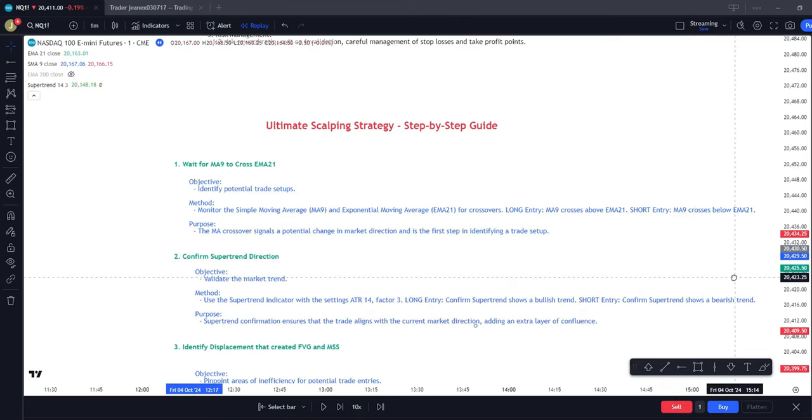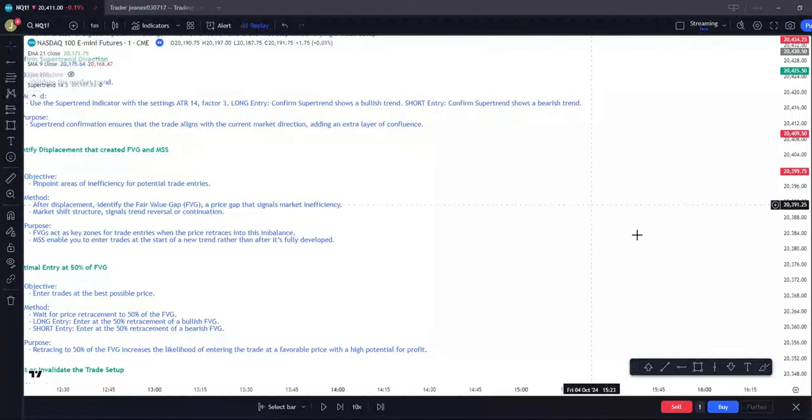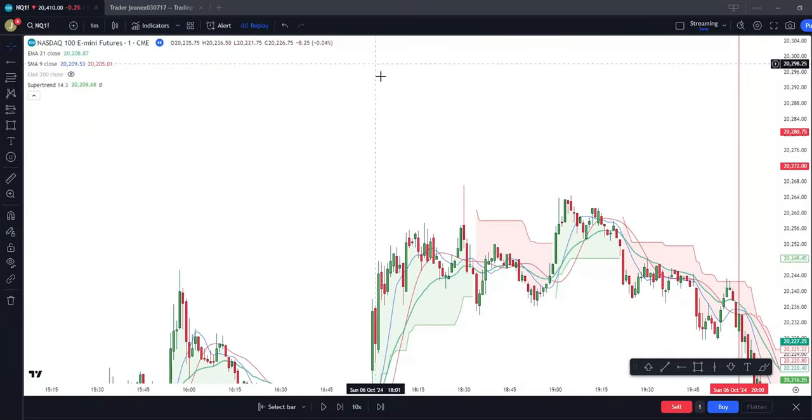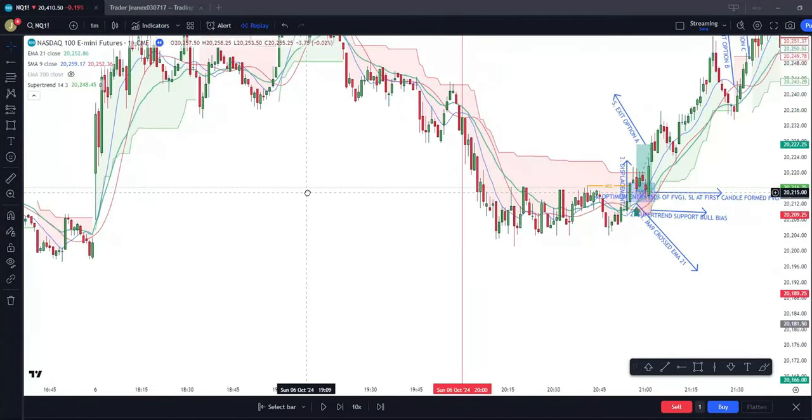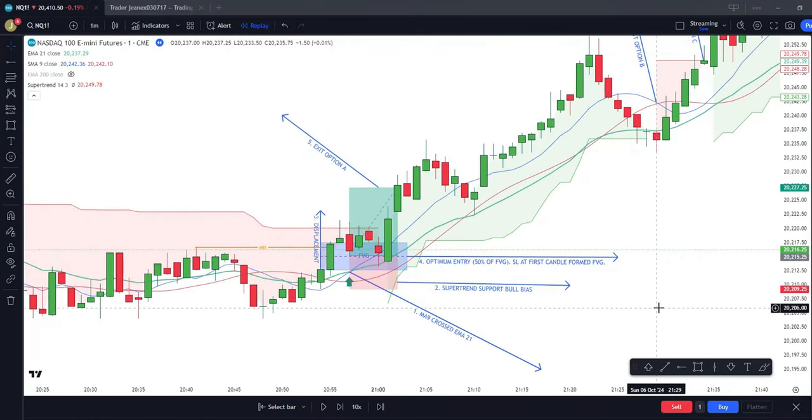And then the next step is the confirmation of super trend. I'll give you an example for this. I already prepared that example. It's kind of a mess, but I'll give you an example.